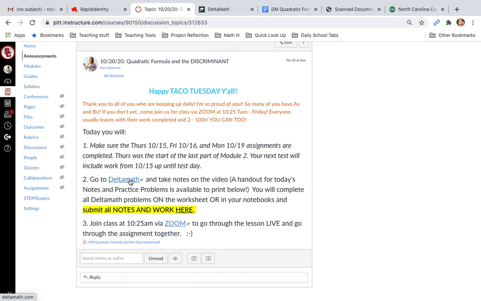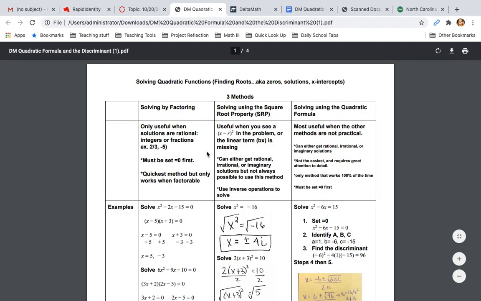So today you're going to go to Delta Math and take notes on this video that I'm creating right now. There is a handout for today's notes and practice problems to print below. I wanted to highlight this, that if you come down here, you'll be able to see the document that I use in the video. All work for Delta Math does need to be either in your notebook or on the printouts if you're able to print, because part of the printout is the actual problems typed up. And then you're going to join class via Zoom if you'd like to go through it live together, so I encourage you to do so. You would click on this form, and then it's going to open up this document.